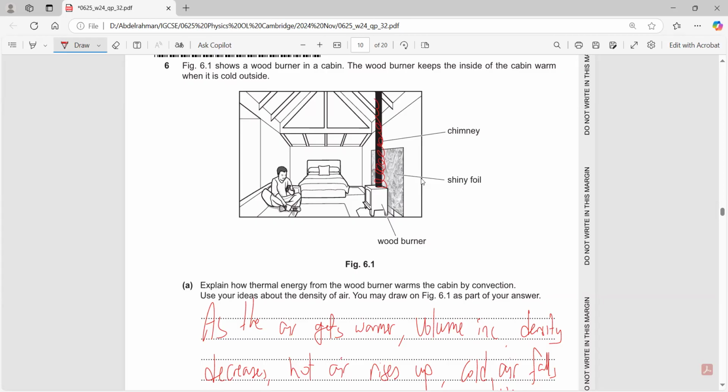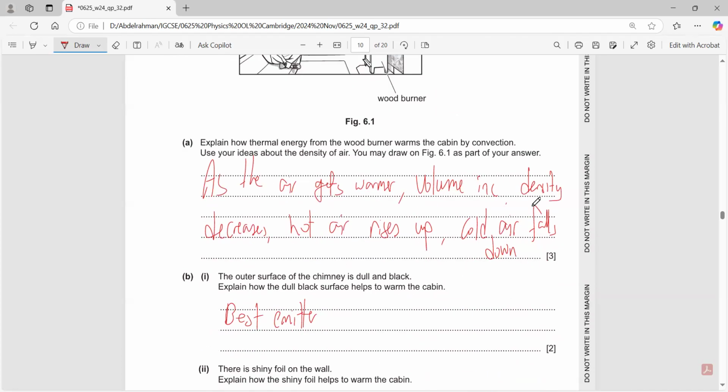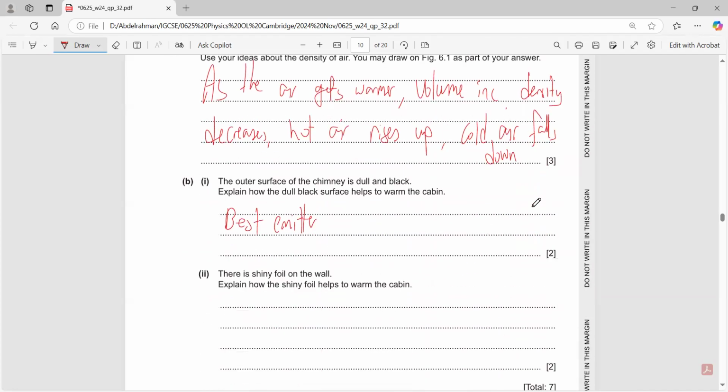So the black in this case is the best emitter of what? You cannot say it's the best emitter of heat. No, that's wrong. We've always said the best emitter, best absorber, worst emitter, worst absorber of infrared radiation. You must say it. Of what? Of infrared radiation.